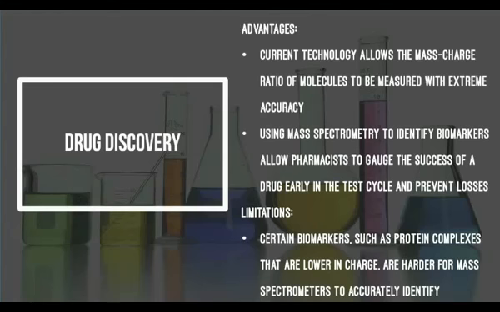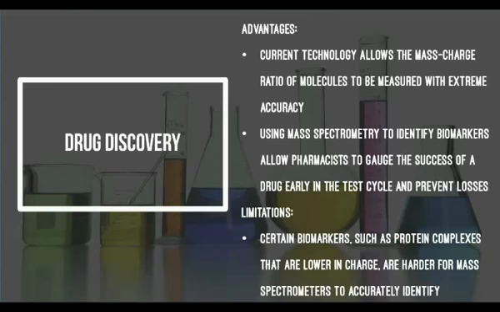Another advantage is that using mass spectrometry early in the testing of the drug allows pharmacists to gauge the success of the drug. The absence of a certain biomarker, or the presence of an unwanted structure, may all cause adverse effects when consumed. As such, using mass spectrometry early in the testing of the drug prevents potential huge losses by these pharmaceutical companies. Of course, mass spectrometry is not without its limitations.